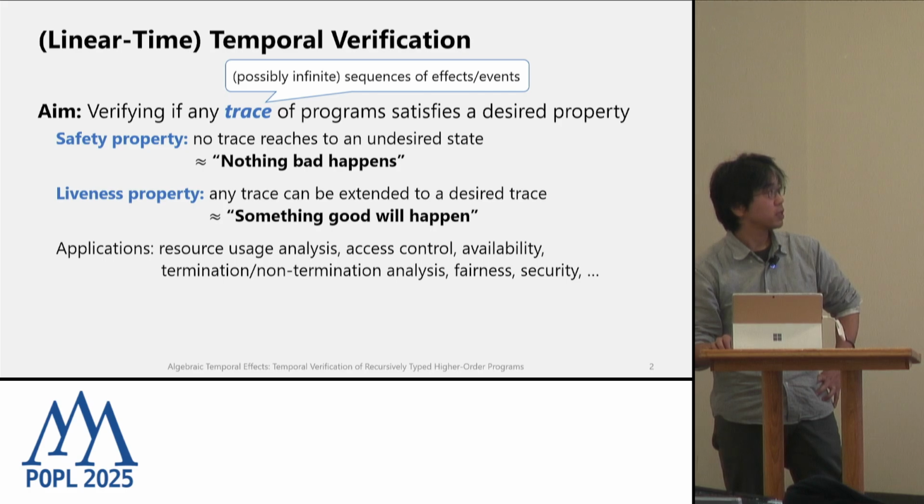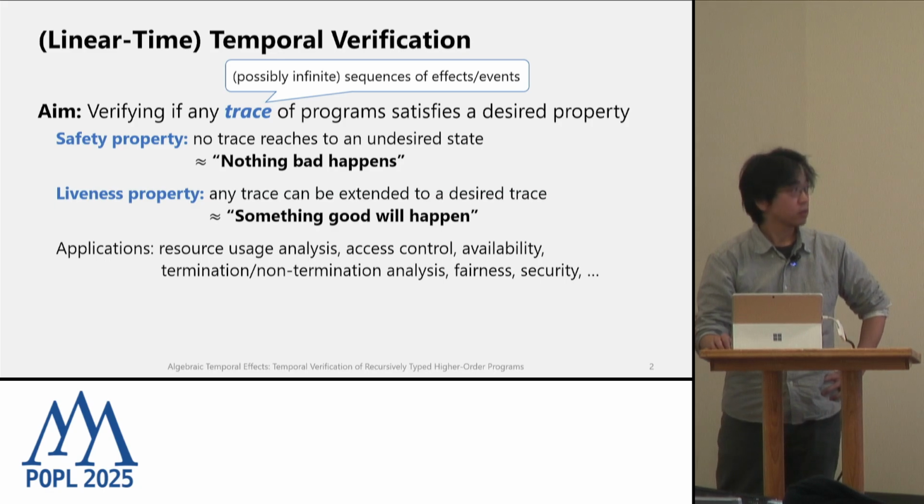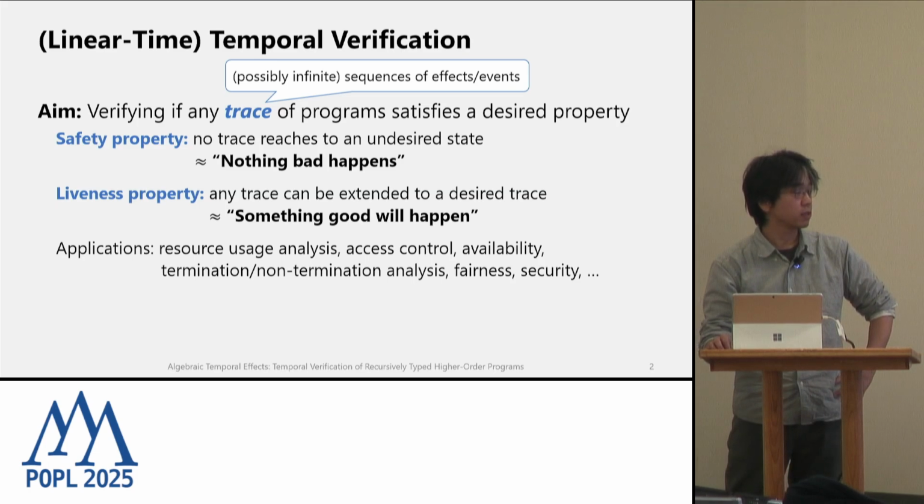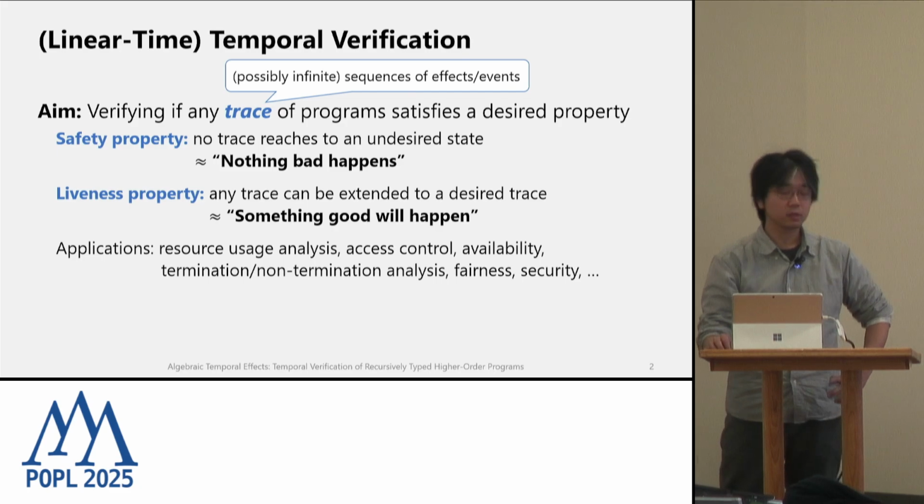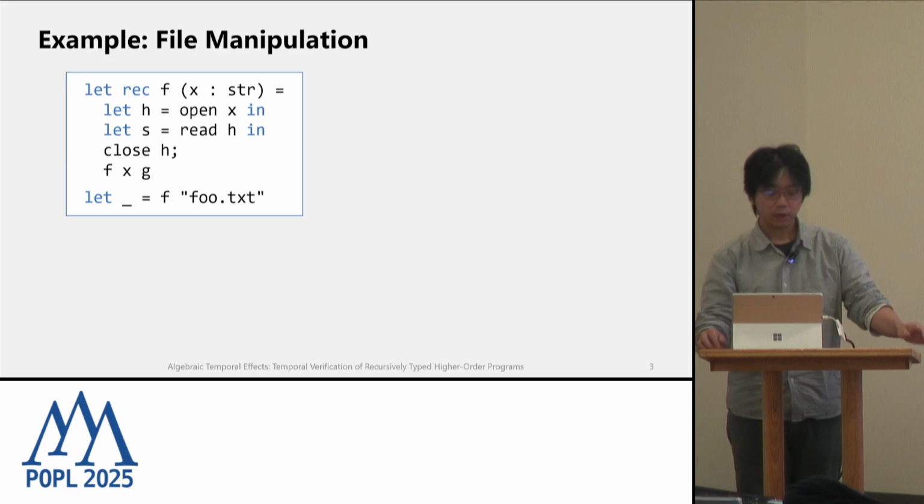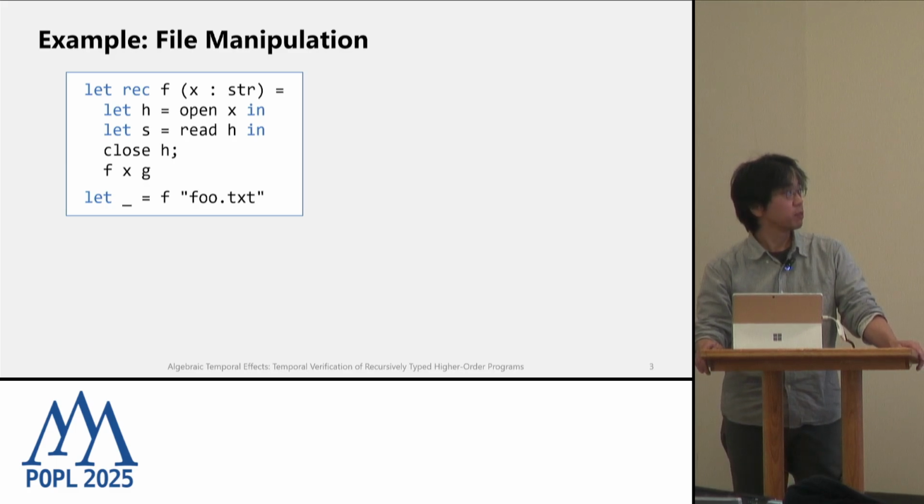And there are two major classes of temporal verification properties. One is safety properties, which means that no trace reaches an undesired state. Another class is liveness properties, which states that any trace can be extended to a desired trace in the future. Okay, and there are many applications of temporal verification, including resource usage analysis, access control, availability, and so on.